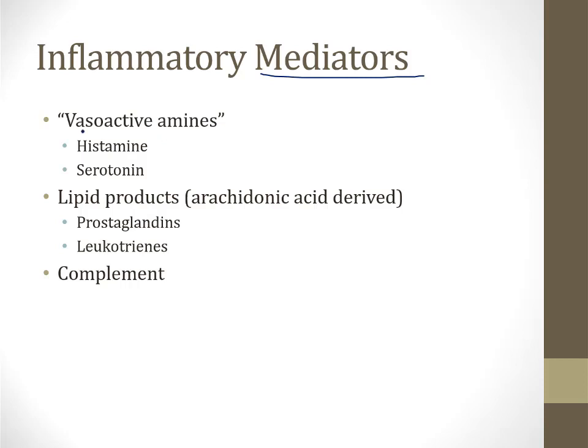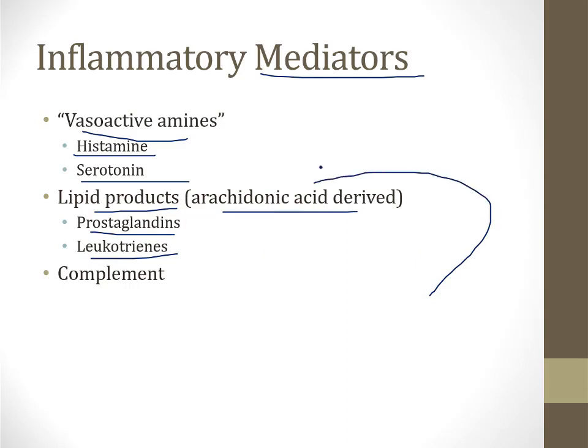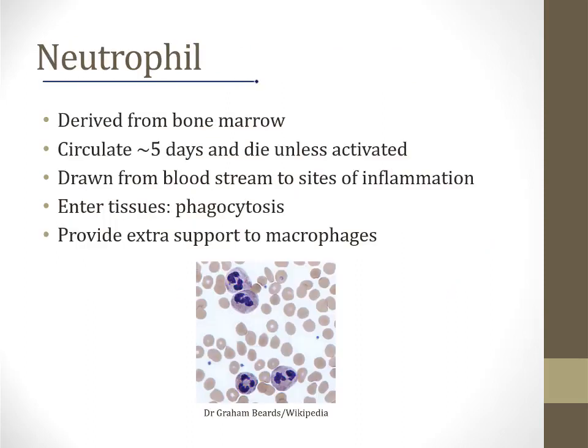Some of these are the vasoactive amines. These are substances like histamine and serotonin. Other mediators are lipid products derived from arachidonic acid. These include things like prostaglandins and leukotrienes. And I talk about both vasoactive amines and lipid products in the video on inflammation principles. And then finally, complement is also an important inflammatory mediator, and I talk about that in the complement video in the immunology section. Now let's talk about neutrophils, because these are very important cells for acute inflammation.